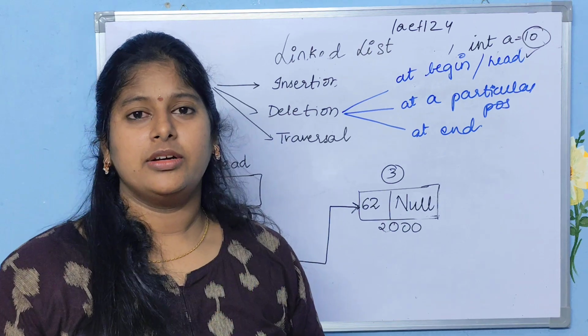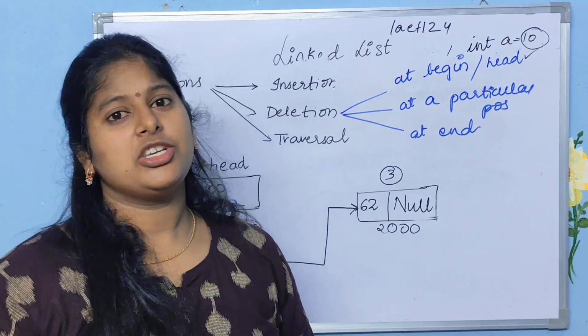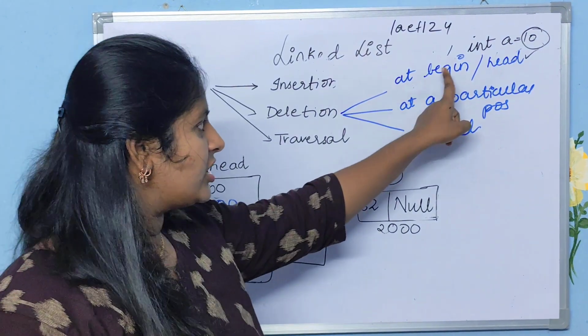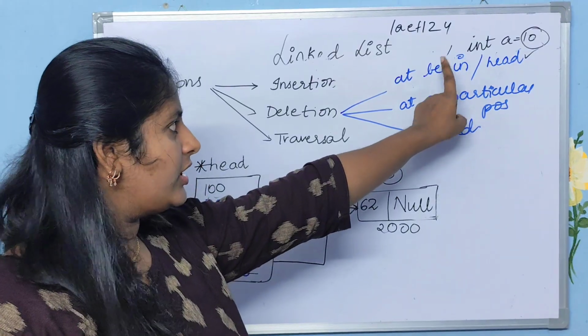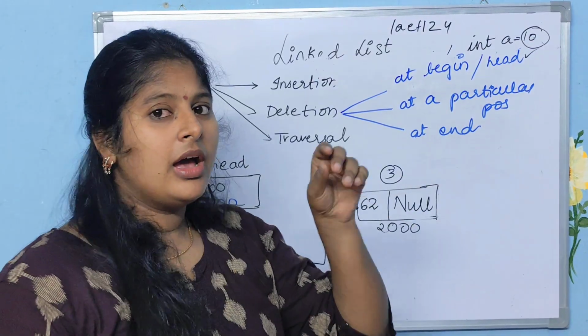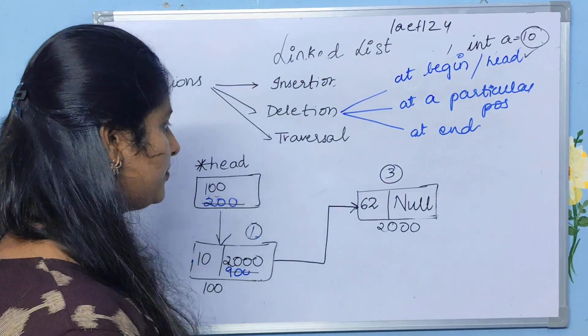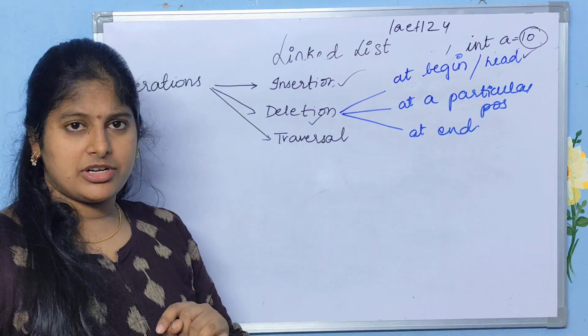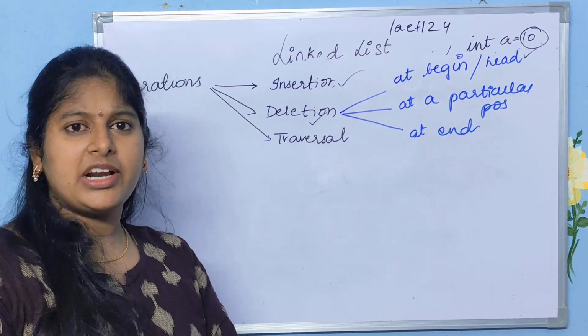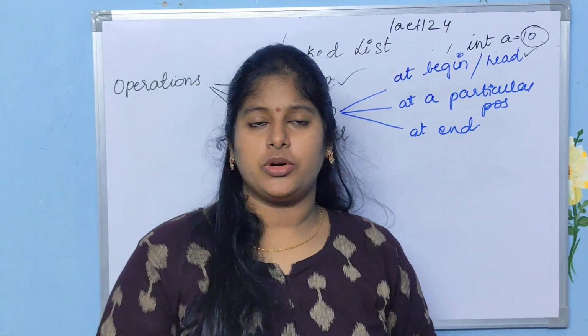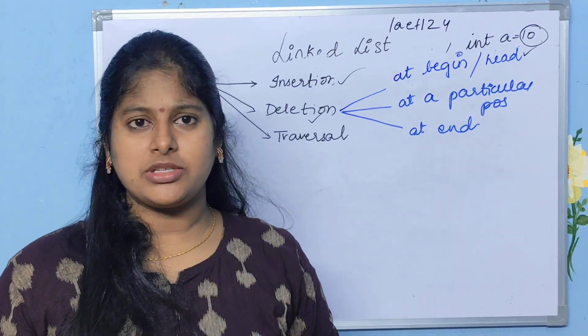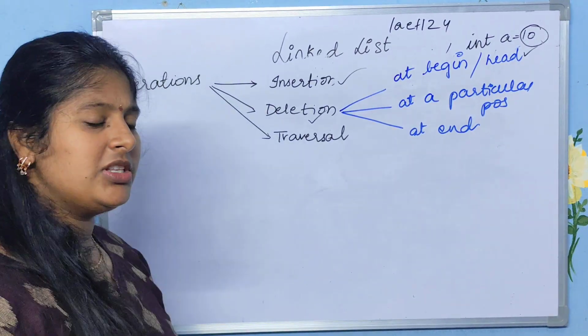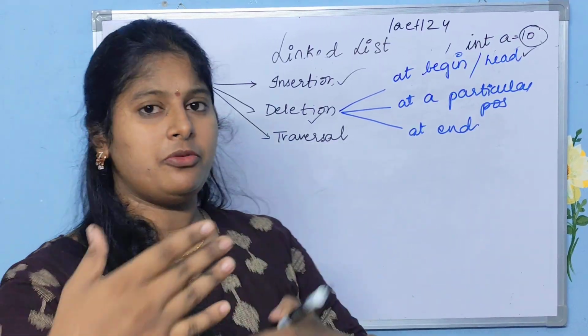We covered the deletion operations in 3 ways, that is deletion at a particular position, deletion at beginning, or deletion at an end. So what is my third operation? My third operation is traversal. What is meant by traversal? Visiting each node. The exact definition for traversal is visiting each node. That means you will be visiting each node with the help of next addresses.